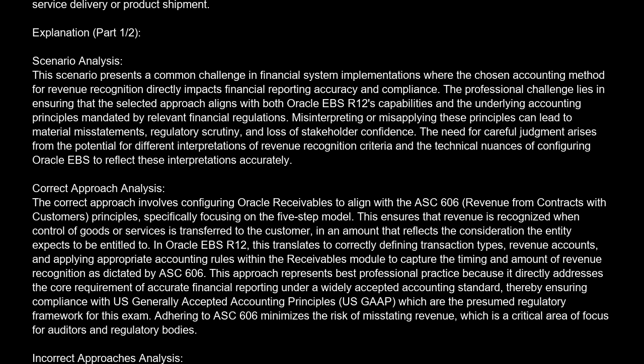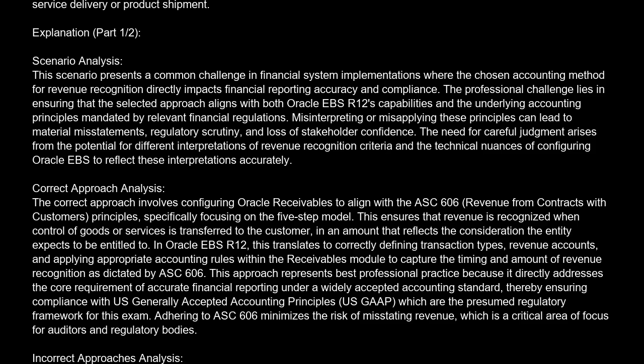The need for careful judgment arises from the potential for different interpretations of revenue recognition criteria and the technical nuances of configuring Oracle EBS to reflect these interpretations accurately. Correct approach analysis. The correct approach involves configuring Oracle Receivables to align with the ASC 606, Revenue from Contracts with Customers principles, specifically focusing on the 5-step model.